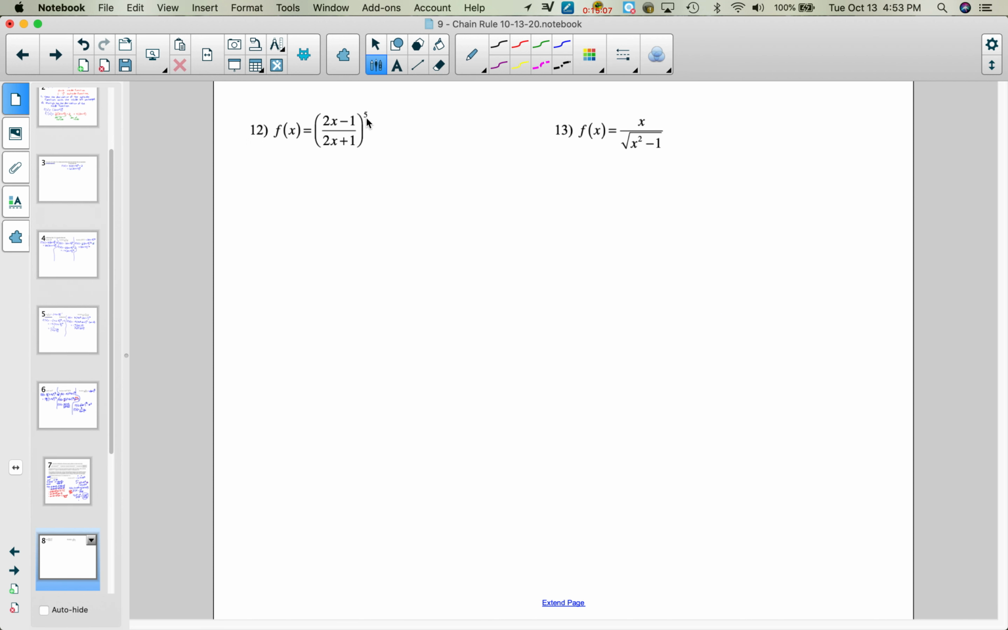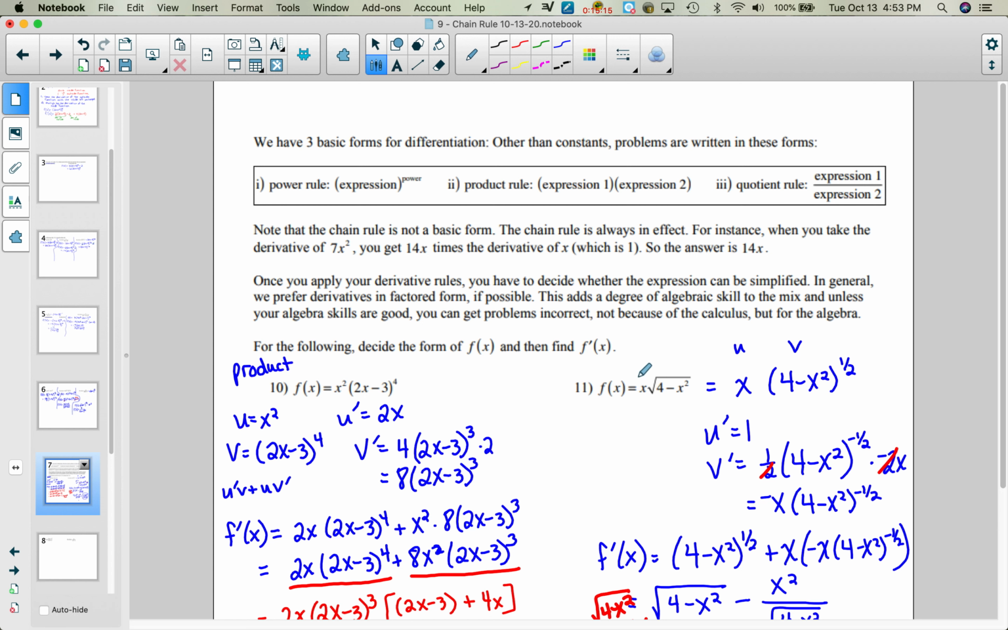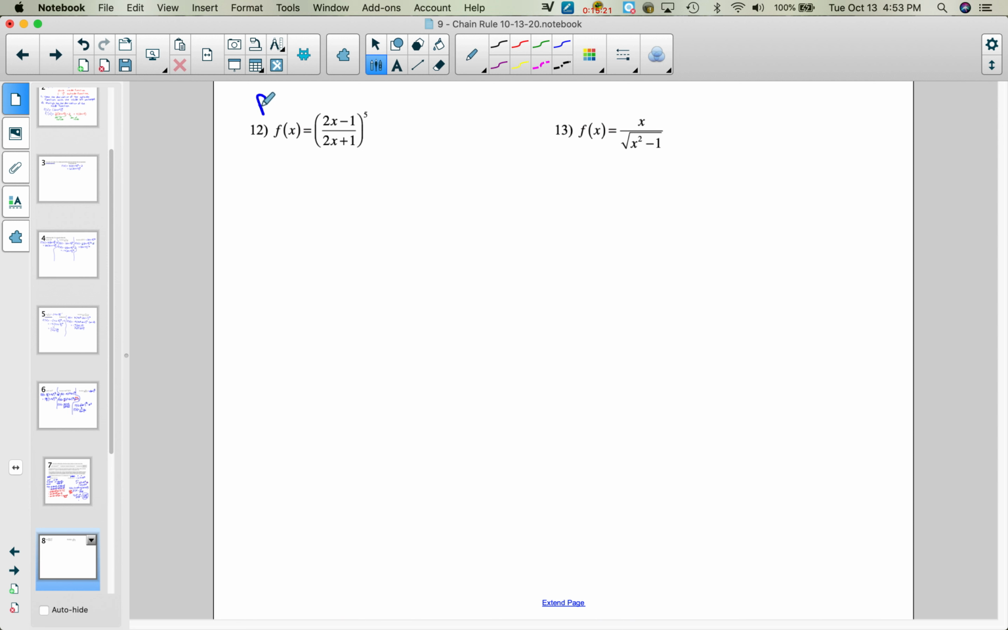Okay, next one. So on this problem, now notice that this, and I hadn't really talked about this, this was product rule. I was going to identify the form. This one here is power rule. That's kind of the format. So to find f prime of x, I'm going to do the derivative of the outside function with the inside left unchanged.